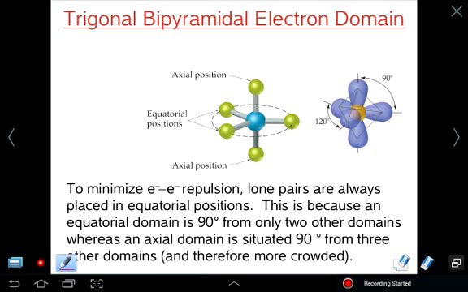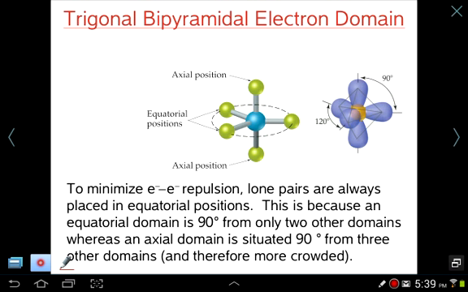Okay, this will be lesson 2 of chapter 9. So we're going to continue taking a look at the geometries of molecules, but here we're going to take a look at expanded octets, molecules that have more than 8 electrons around them. And this will give us trigonal bipyramidal electron domains.